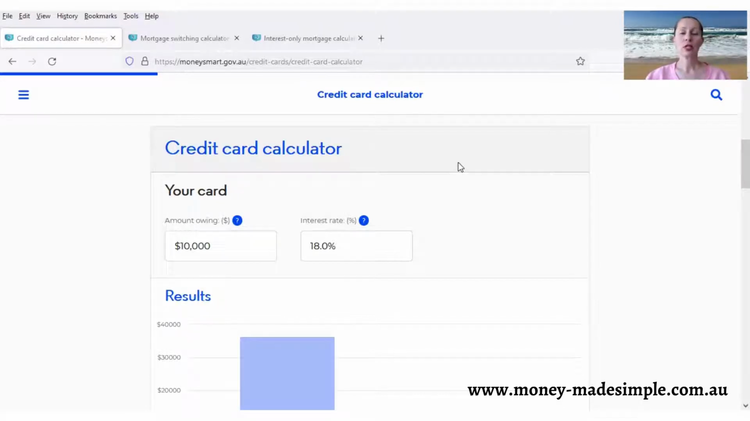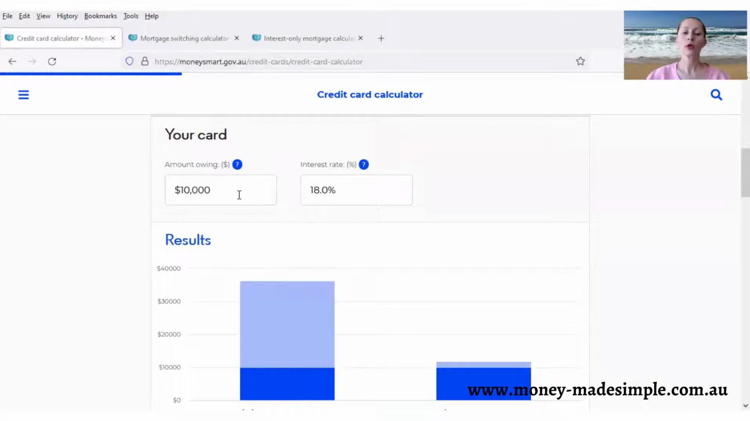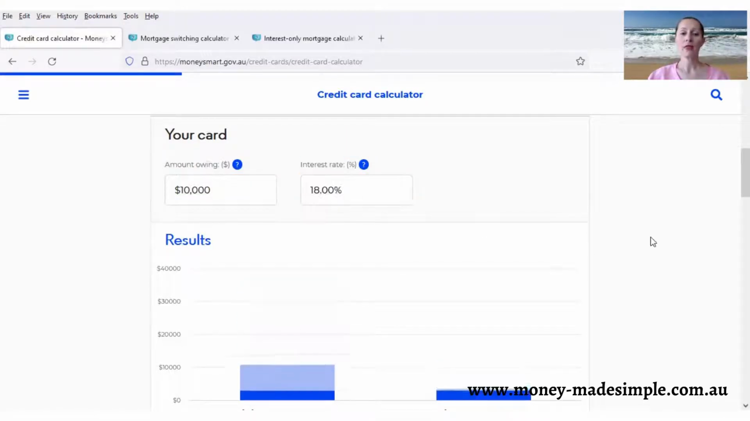So first up, we've got the credit card calculator. I'll just get stuck into it. We'll assume about $10,000 as a balance. Obviously, you can fiddle around with that depending on your own personal circumstances. And we'll assume an 18% interest rate. Store cards tend to be higher, so it can be anywhere up to 25, 27%. So you can adjust that to suit your own personal circumstances if you want to go and have a play with this yourself. All you enter in is the balance and the interest rate, and then it'll calculate it for you.